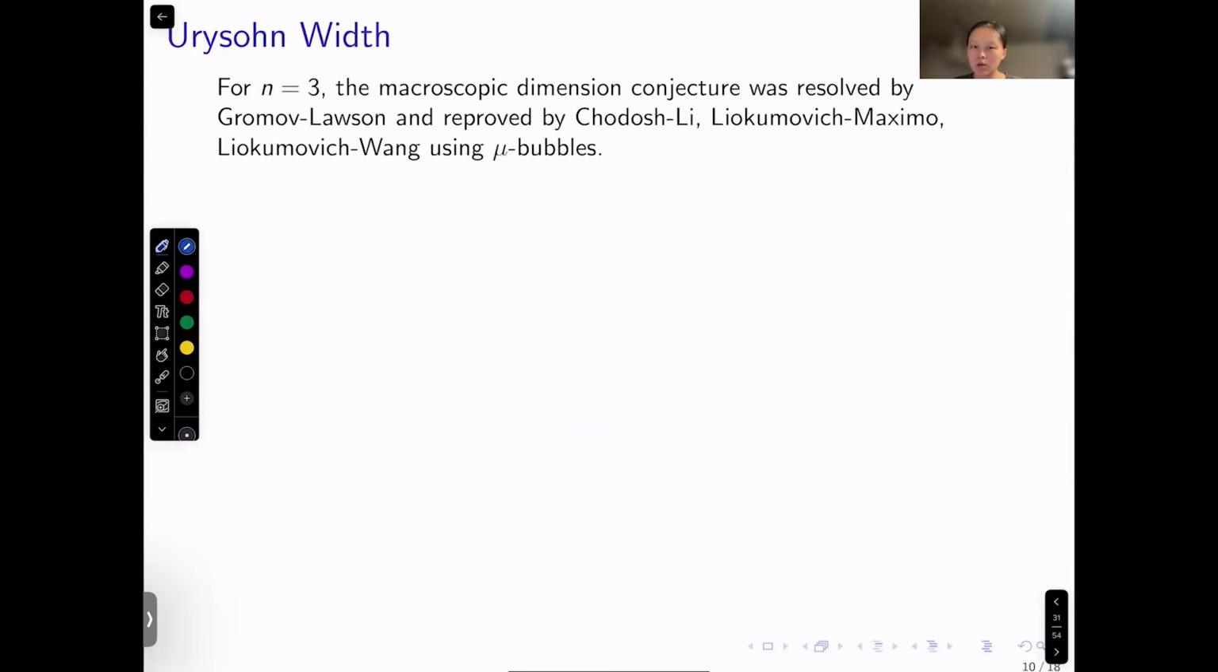And the conjecture of Gromov is only proved in dimension 3. This was first confirmed in Gromov-Lawson's paper, and then recently it was further proved using mu bubble by Chodosh, Li, Lyubomirsky Maximo, and Lyubomirsky 1.